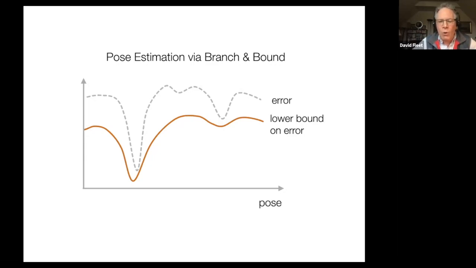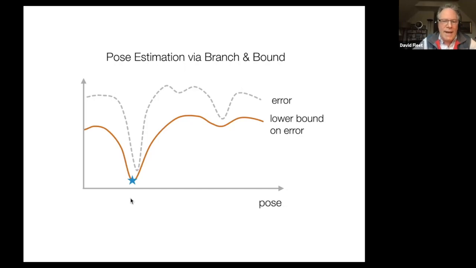Once you have that lower bound, you know that the true error must be above that. So here's what we do. Because it's super smooth, we first find a point which is close to the minimum of that. And we can do that with exhaustive search because it's super smooth.